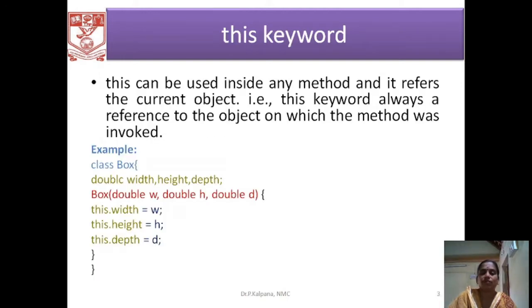This is a keyword which can be used inside any method and it refers to the current object. That is, the this keyword always refers to the current object on which the method was invoked. Let us see how the this keyword can be used.